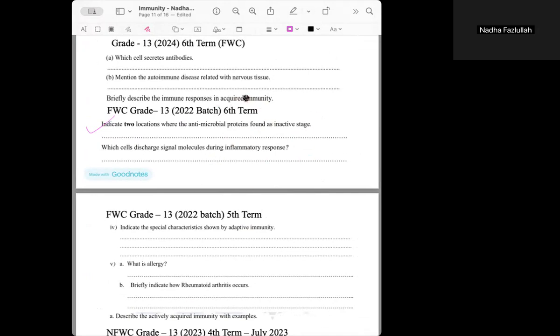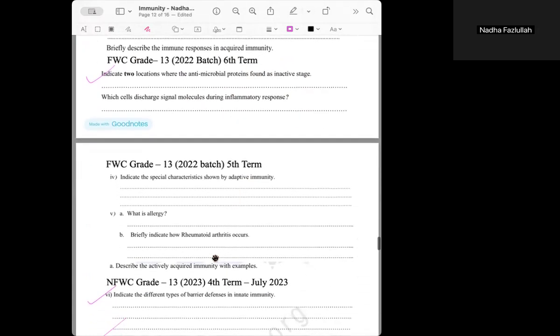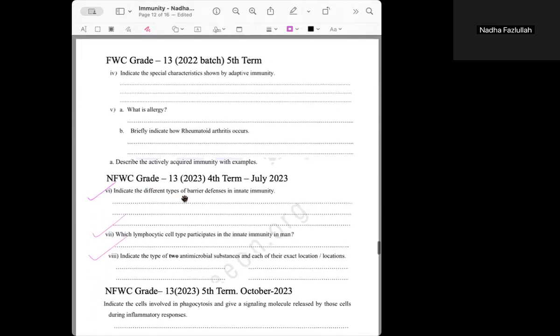See, these are the questions they frequently ask. Past paper, these are past paper questions. We are seeing FWC questions. Next, let's look at molecular questions as well. Okay, indicate the different types of barrier defenses in innate immunity. Again, we are asking the same question: skin, mucous membrane, and the secretions by various glands.